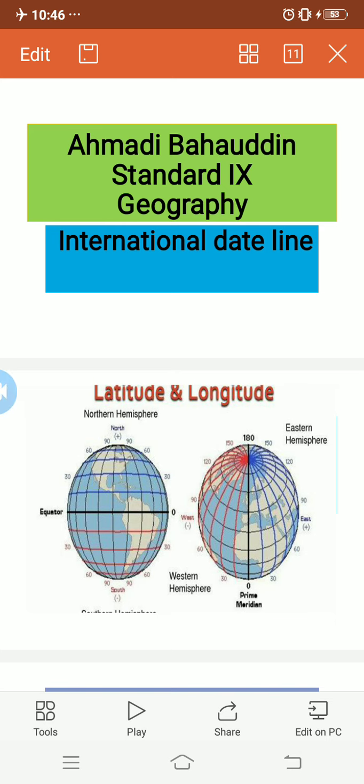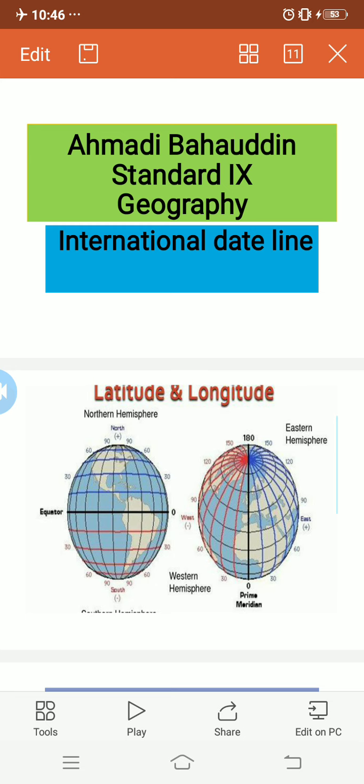Assalamu alaikum, dear students. Today we will learn the 7th chapter of Geography, Standard 9, International Dateline. In this chapter, we are going to learn about the international dateline and time calculation.